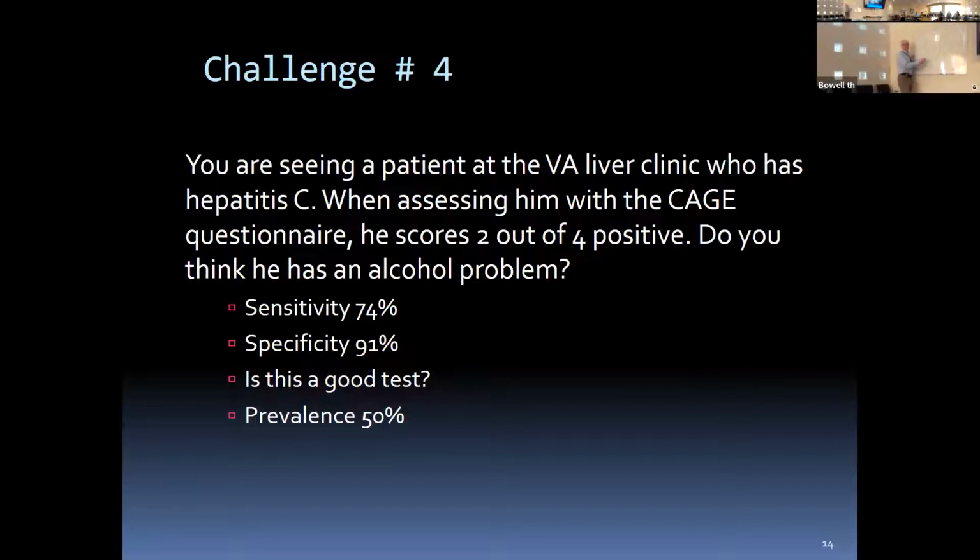What do I put in? 100. Here. 74, 26. 91, 9. What's the positive predictive value? 74 divided by 83. 89%. Okay. Kind of weird.